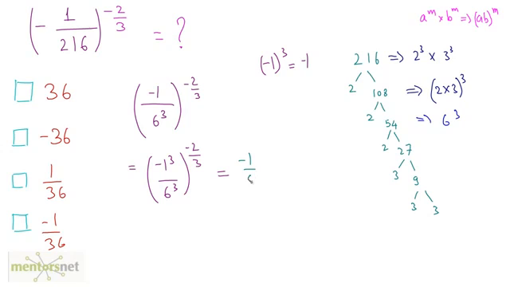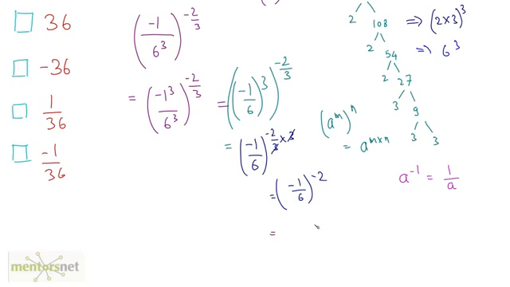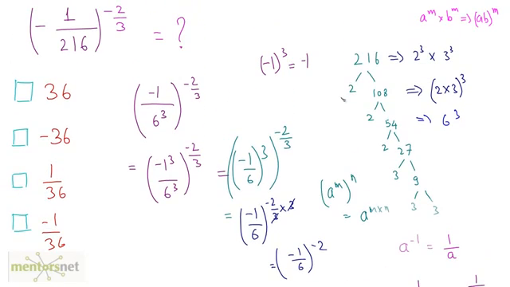We can write this as minus 1 by 6 whole cube, then again whole raised to minus 2 by 3. So this is equal to, we know the law of indices, which is a raised to m raised to n is equal to a raised to m times n. So we can write this as minus 1 by 6 raised to minus 2 by 3 times 3. 3 and 3 get cancelled out. What remains is minus 1 by 6 raised to minus 2. Now if you have a raised to minus 1, it is equivalent to 1 by a. So now we can write this minus 1 by 6 raised to minus 2 as 1 upon minus 1 by 6 raised to 2, and that is equal to 1 upon 1 by 36, and this 36 will go up. So what remains is 36. So the correct answer is option A, 36.